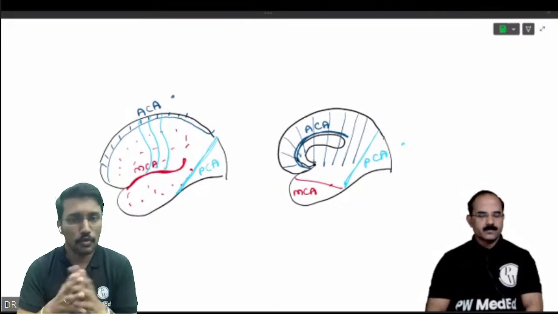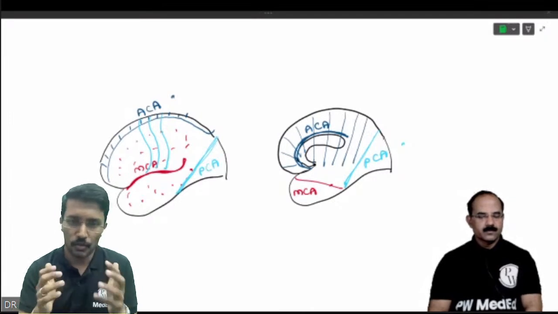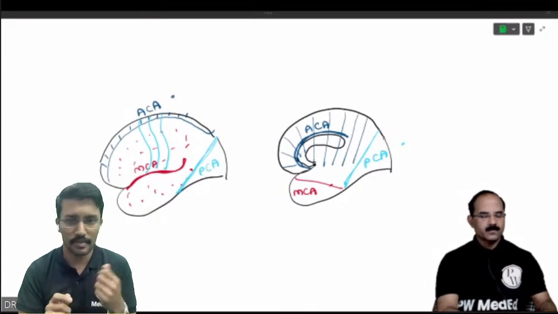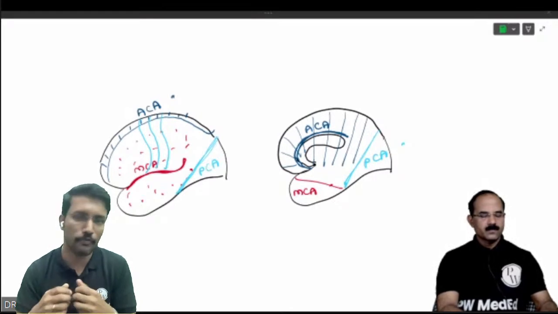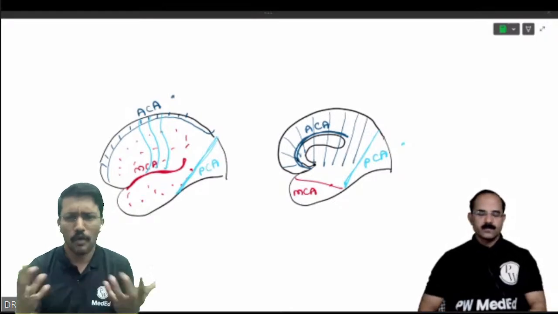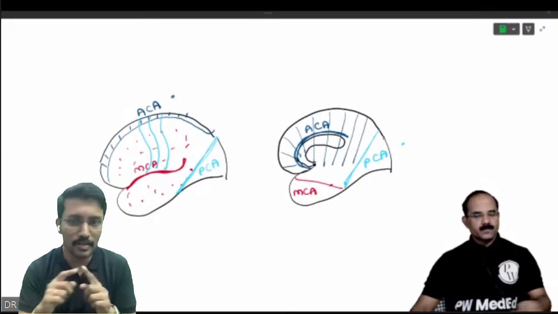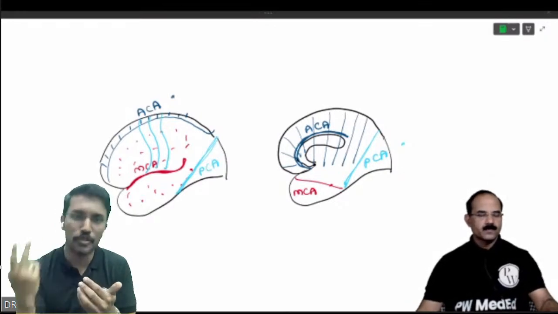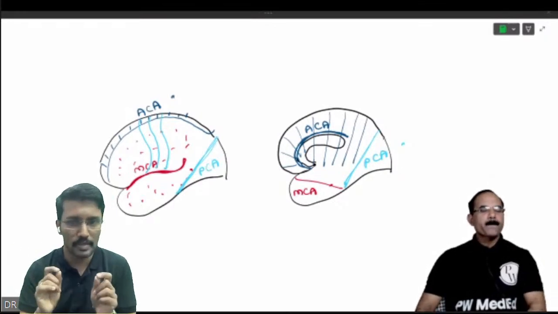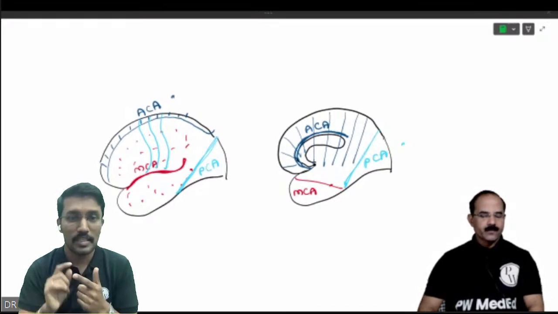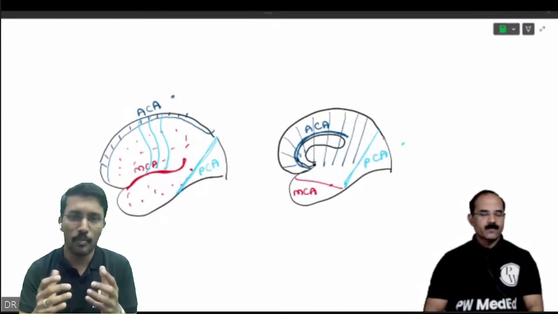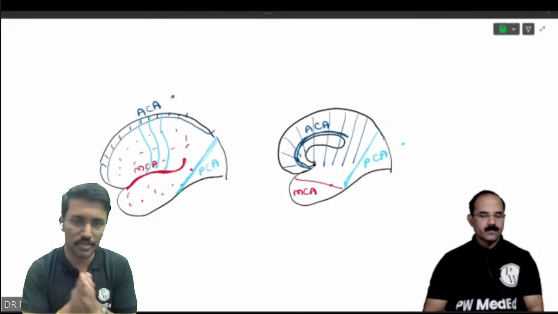But if I ask you to close your eyes and give you an object and ask you to identify it, you can say that this is a pen, this is a mobile phone, this is a glass. How are you able to appreciate the shape of the object without any visual input? This is called stereognosis, the ability to appreciate the three-dimensional shape of an object.